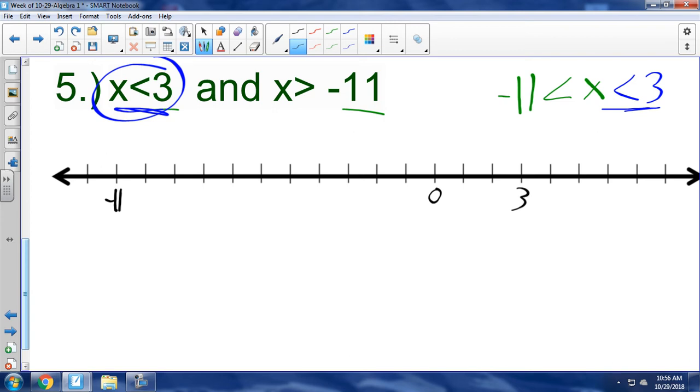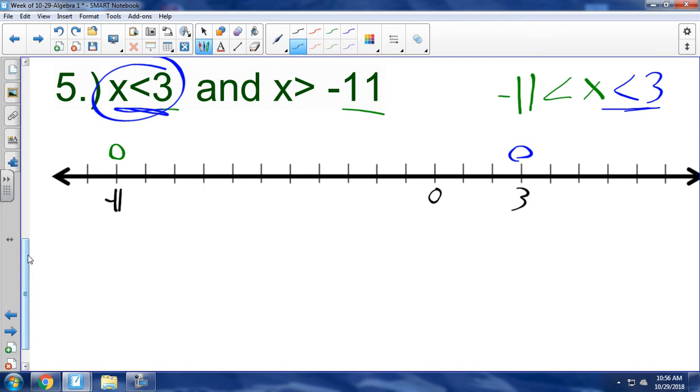So do we want to be open or closed at the green negative 11? Open or closed? Go ahead. Open, thank you for the feedback. And we're going to go this way, of course. And how about at the blue dot? Are we going to be open or closed? Open as well. So we got two open dots, right?